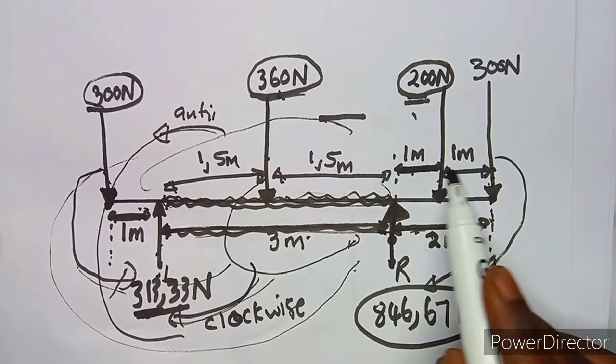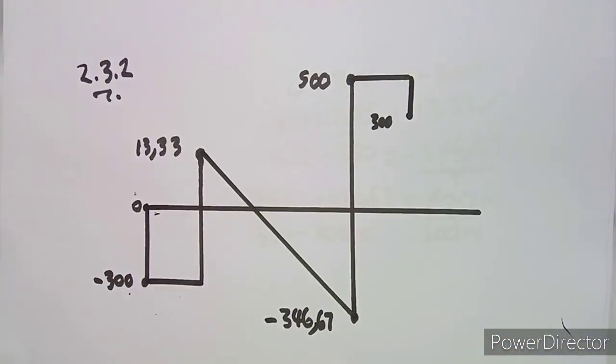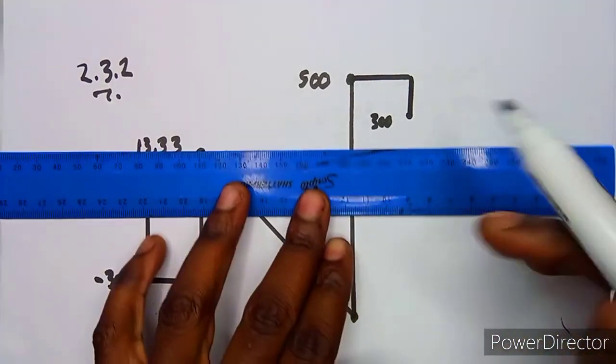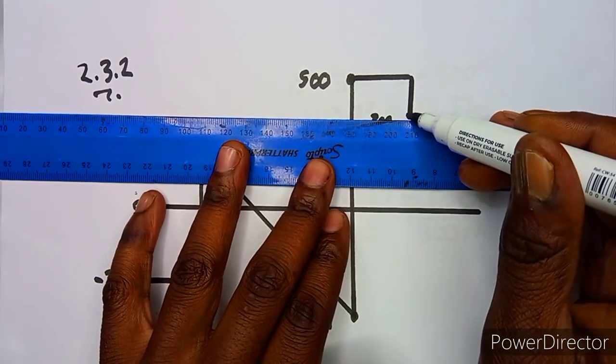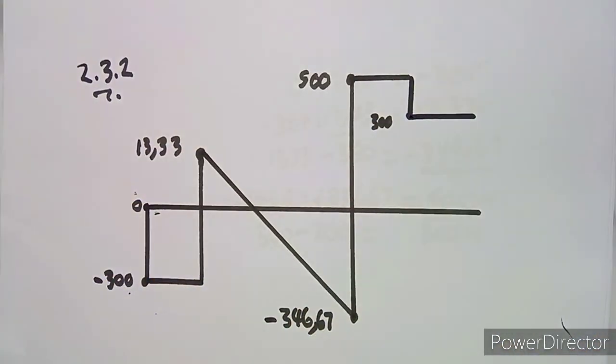There's also a distance here in between of 1 meter. So we indicate that distance with just a horizontal line. This is 1 meter like this, just a horizontal line. Then what happened after this distance?